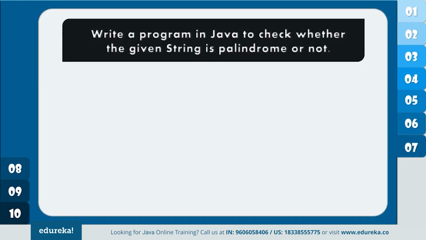Write a program in Java to check whether the given string is palindrome or not. So here I have to check whether the given string, that is racecar, is palindrome or not. It implies that even when I reverse this particular string, it will be racecar itself. You can see that. Let's now understand the code logic behind this palindrome.